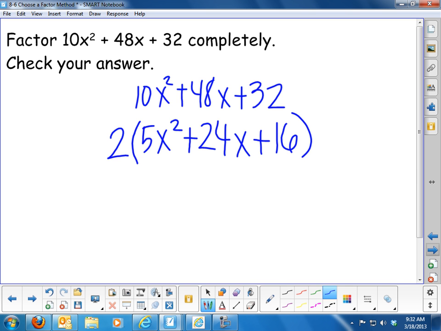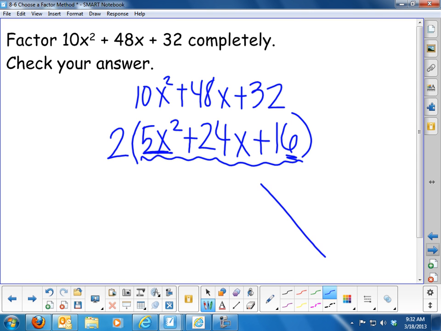Now I want to look at this inside bit right here and see, can I factor that? I go back to my steps. Is it a difference of squares? Nope. Is it a perfect square trinomial? No. The 16 right here is a perfect square, but this 5x squared is not a perfect square. So it's not a perfect square trinomial. So I go on to my next step, step 3, which is factoring ax squared plus bx plus c.